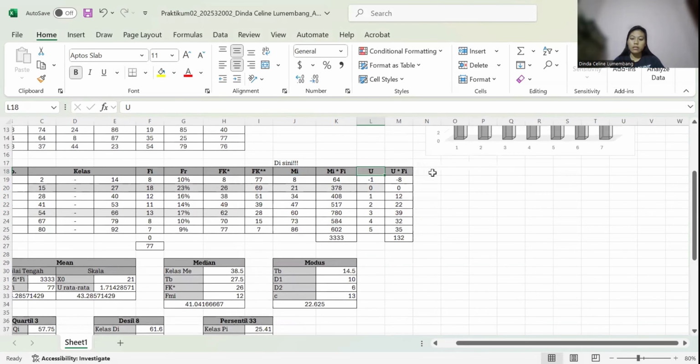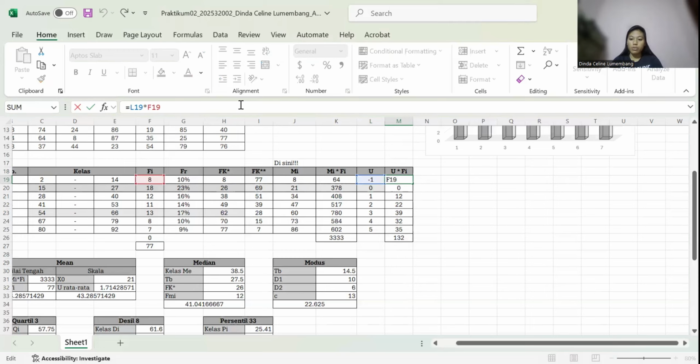The next is column of U or step deviation. To get the deviation step value, we look at the highest value in the frequency column, then place number 0 parallel to the highest value at the frequency in the deviation step column. Then for the row before 0, we give a minus or negative number, and for a row after 0, we give a positive number.